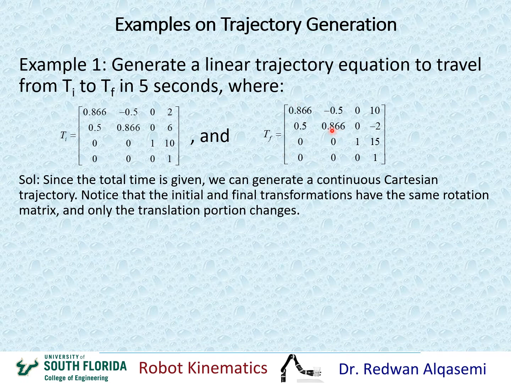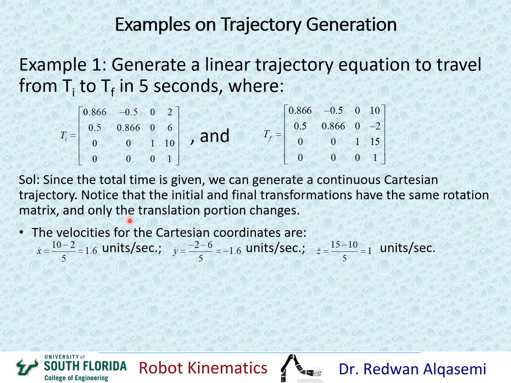Since the time is given, that means inherently we need to find a continuous Cartesian trajectory. So we're looking at a trajectory equation rather than via points. Now I want you to notice here that T initial and T final include the same rotation matrix. So the rotation portion here is the same as the rotation portion here. This means that our trajectory will not have any change in orientation. So only the translation portion will be changed, and that's where we find the trajectory equations for the translation portion.